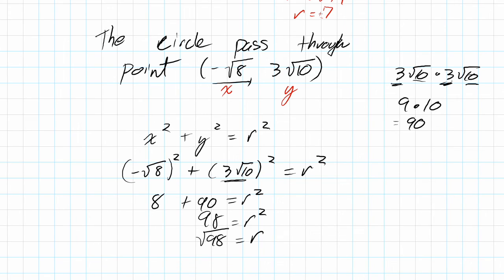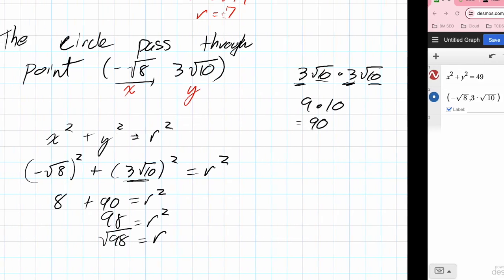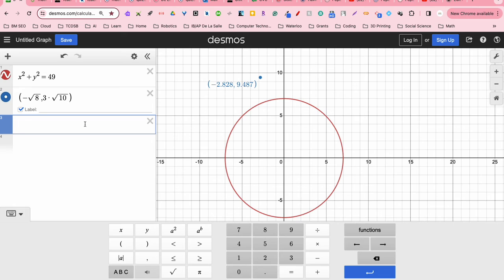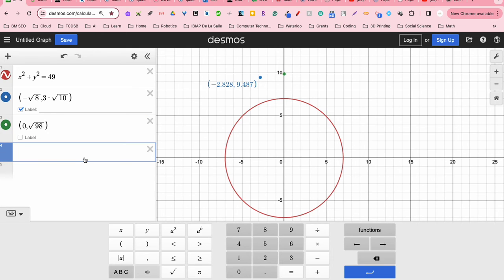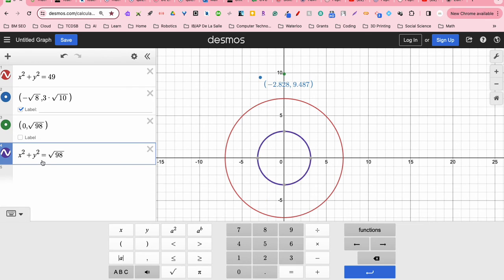I'm going to leave it as an exact value, because root 98 means that if I go 0 and then root 98, that is going to be one of the coordinates on the circle. So I'll put the actual circle equation in again. X squared plus y squared is equal to root 98, and we need to square this value. Oh, that's cute.